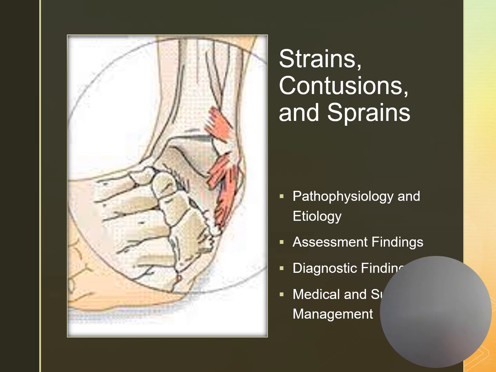The third degree, we have a complete tear or rupture of the ligament and possible bone fracture detachment, which is called an avulsion fracture, and definitely abnormal joint movement. The strains and sprains are most common in the wrist, elbow, knee, and ankle.